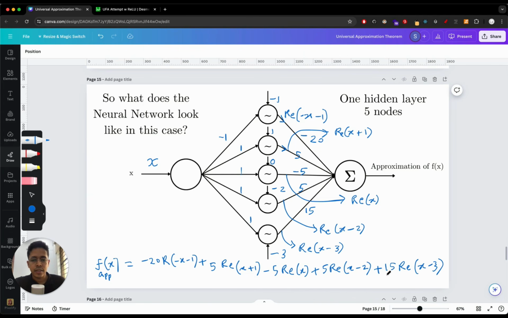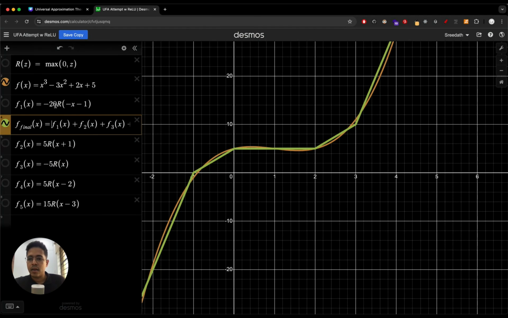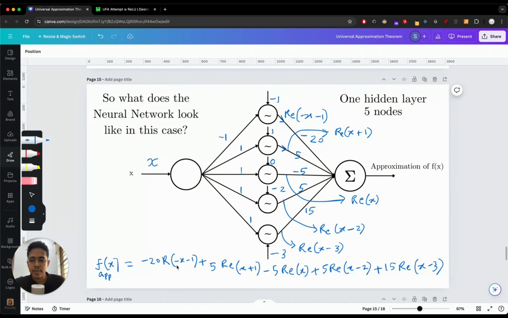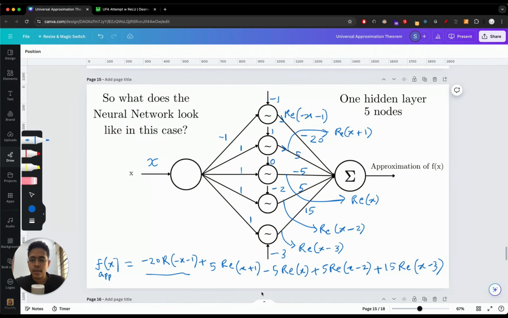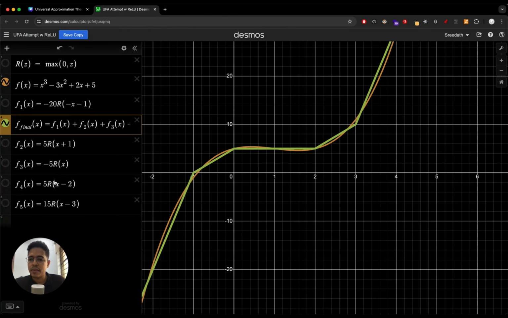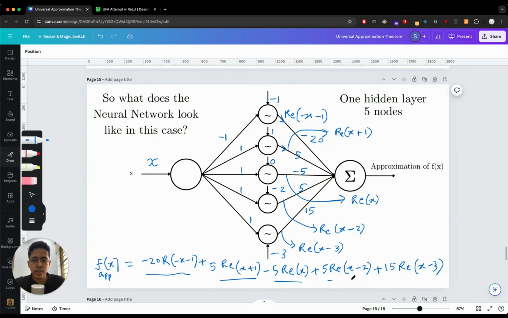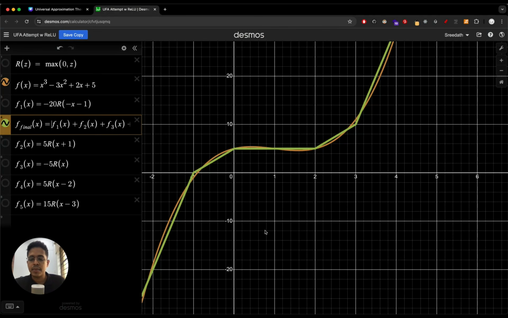Is this our function that we had? We had minus 20 times ReLU of minus x minus 1. That is here, this guy. Then 5 times ReLU of x plus 1. We had that. 5 times ReLU of x plus 1, right? This guy. Then we have minus 5 times ReLU of x. We have that here. So minus 5 times ReLU of x. Then we have 5 times ReLU of x minus 2. That is this guy. Then 15 times ReLU of x minus 3.